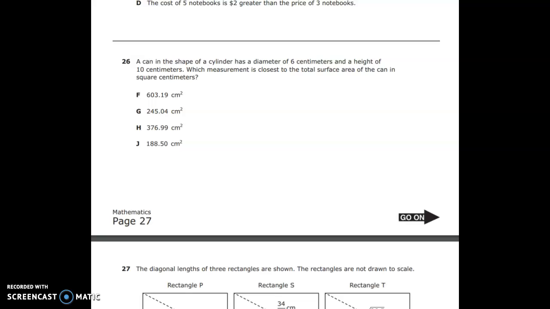Okay, number 26. A can in the shape of a cylinder has a diameter of 6 centimeters and a height of 10 centimeters. Which measurement is closest to the total surface area of the can in square centimeters? 603.19, 245.04, 376.99, 188.50.